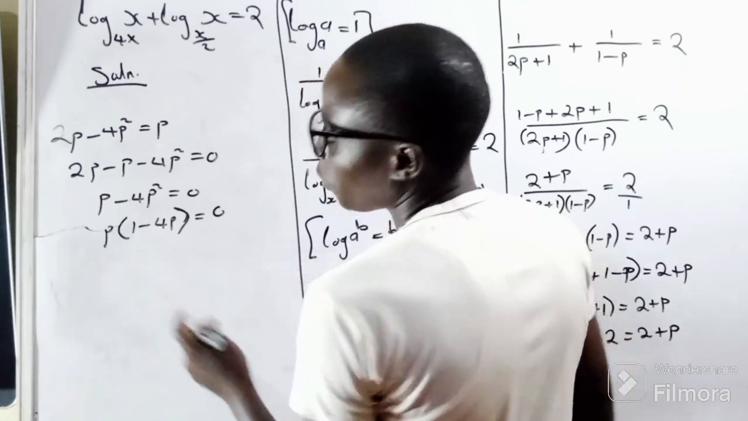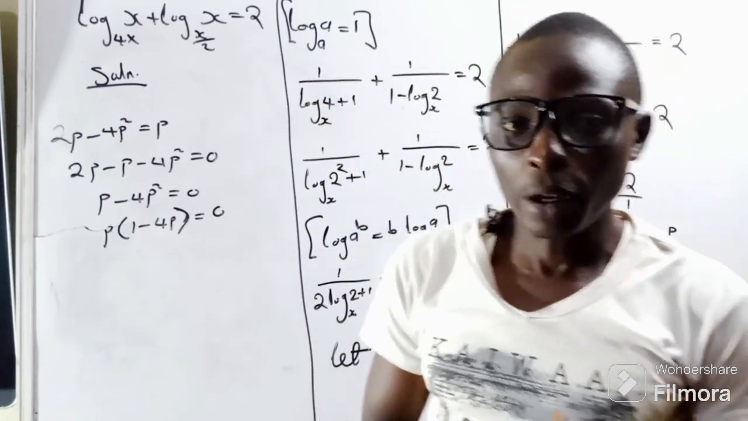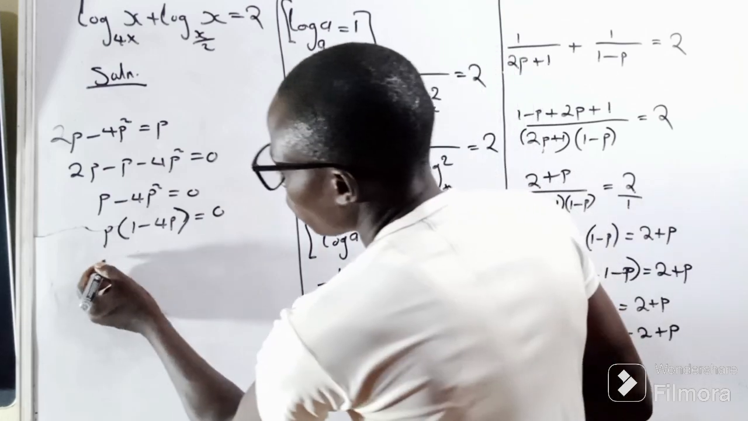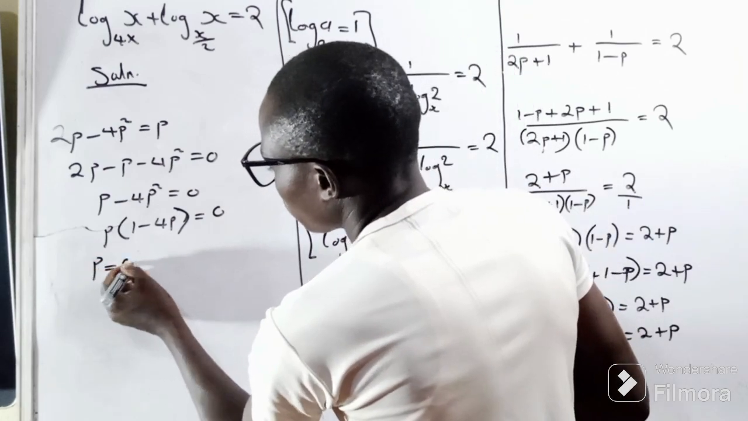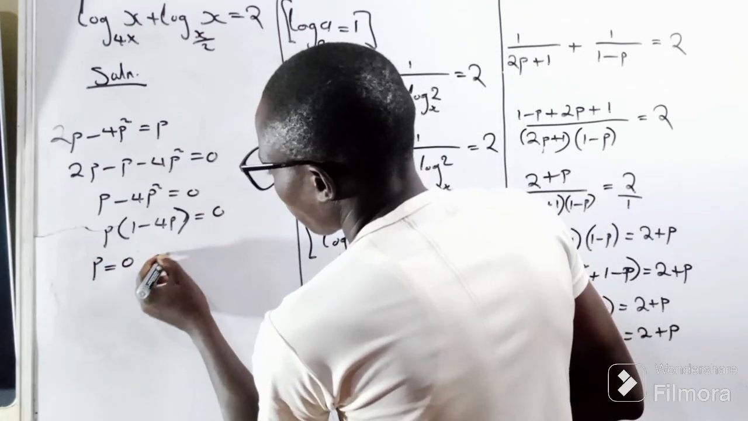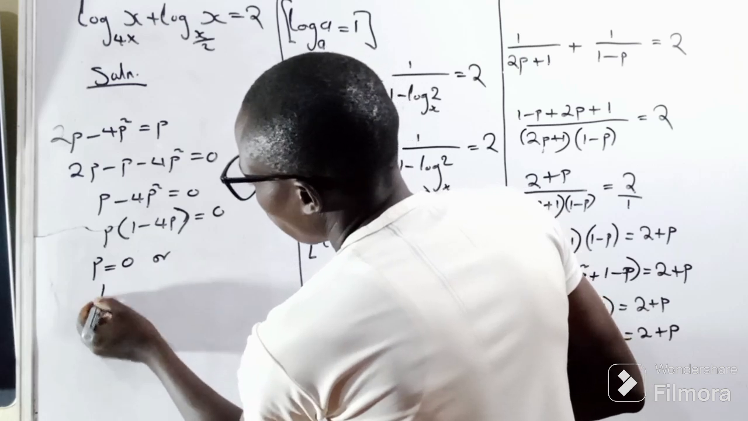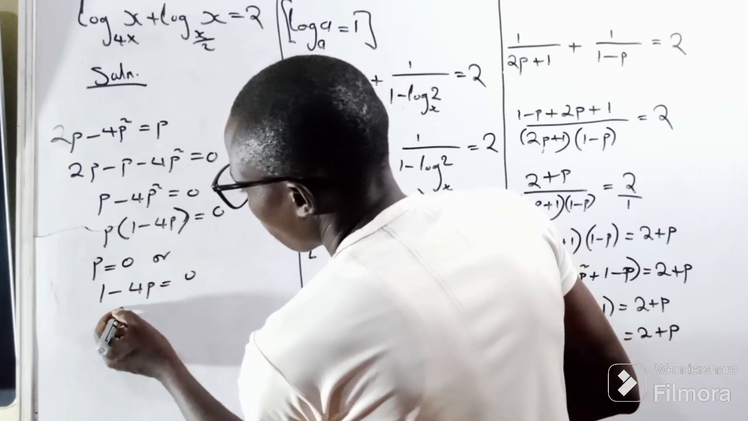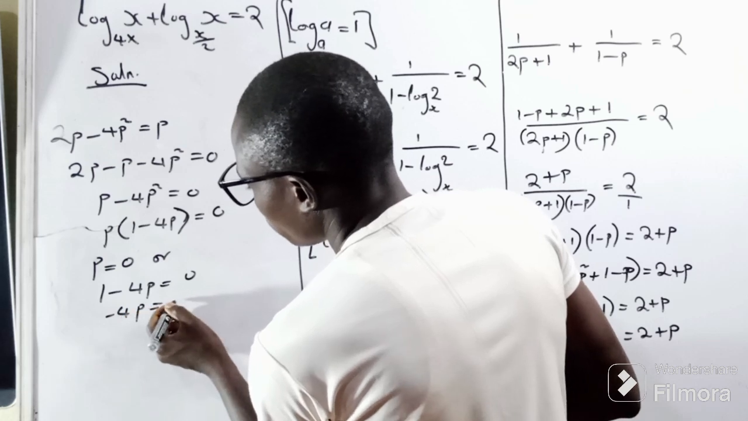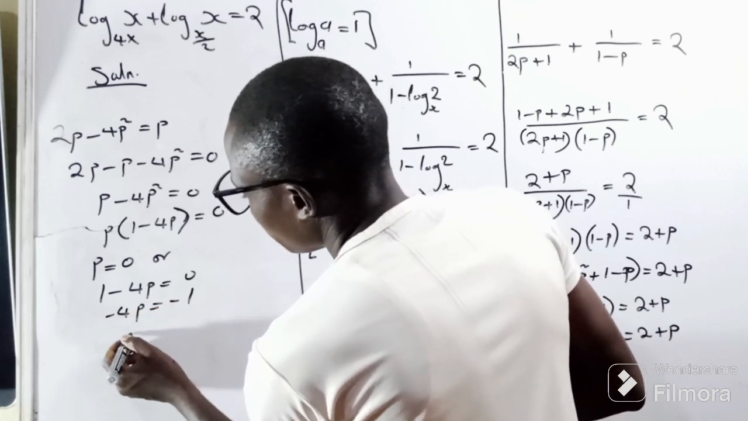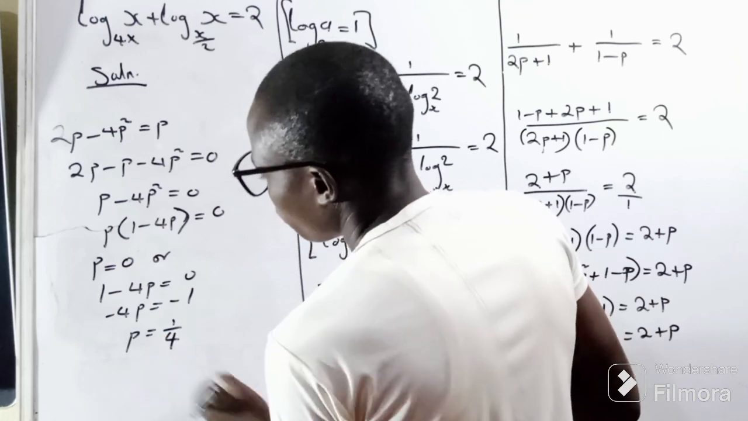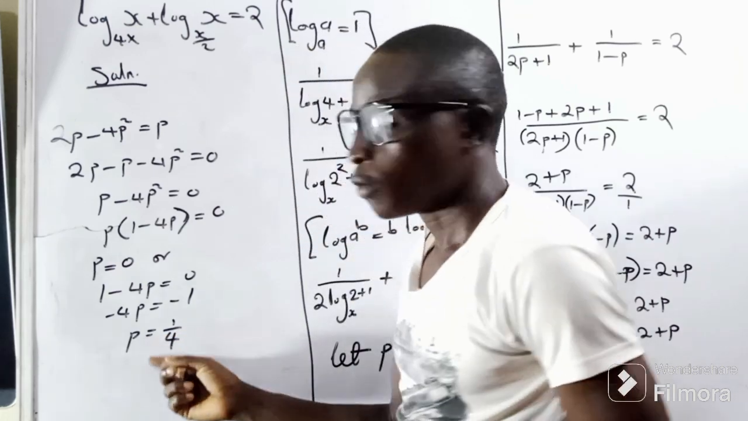So if that is the case, we know that when two numbers are multiplying each other to be equal to 0, that means one of them must be equal to 0. So it's either p is equal to 0 or 1 minus 4p is equal to 0. That means here minus 4p is equal to minus 1. That means p here is equal to 1 divided by 4. So these are the values of p.